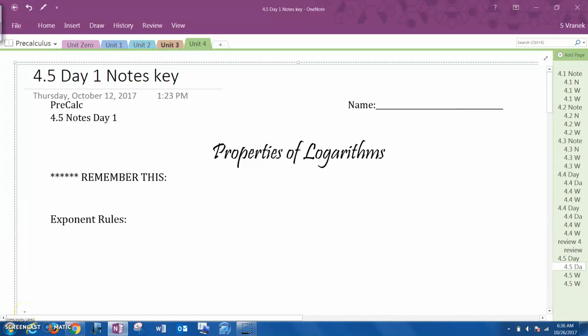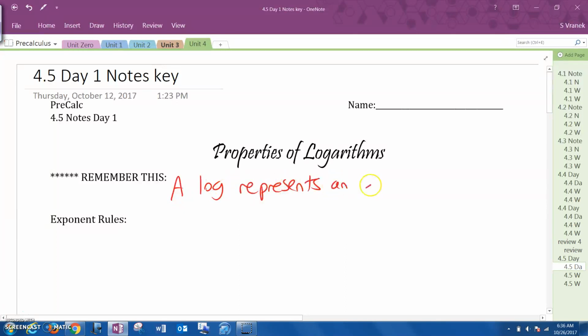Alright class, today we're going to go over properties of logs, and again you saw this last year, so hopefully this is a refresher, and some of you were actually talking about these properties when we were doing the stuff from 4.4, so now we're going to actually talk about them. So first thing you need to remember is that a log represents an exponent. Okay, that's all it is, we're rewriting an exponential form and setting it equal to the exponent.